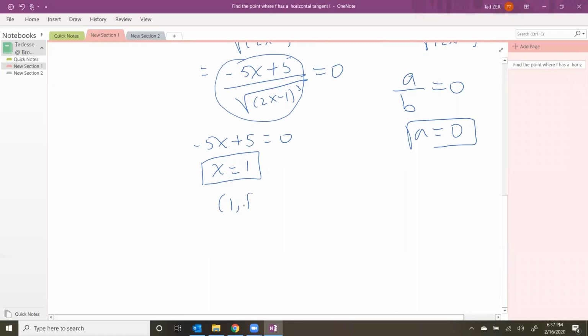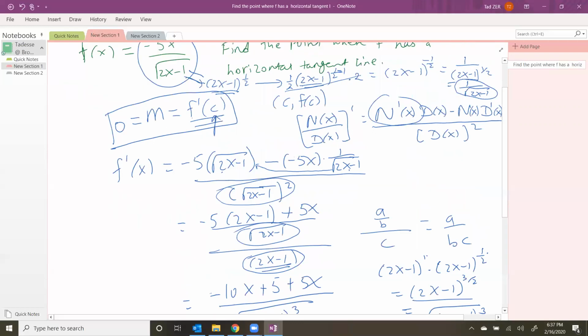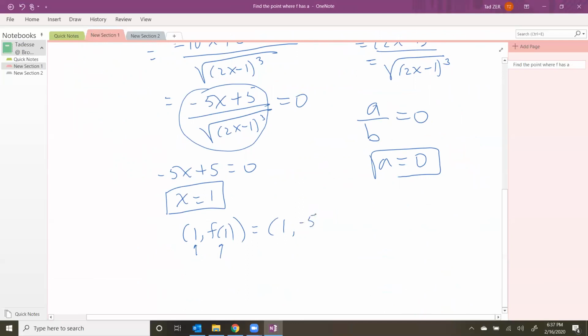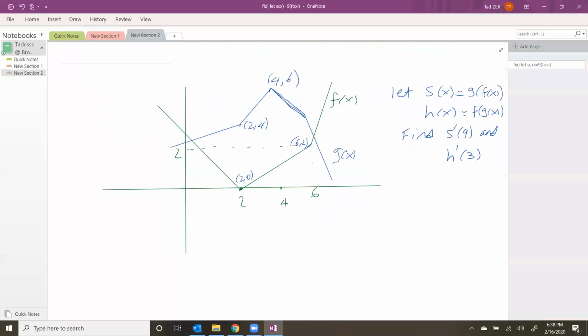So 1 comma f of 1. I want to find the point where the horizontal tangent line touches the graph of f. This is the x value, and the y value is f at 1. If you plug 1 into the original function, it's negative 5 times 1 divided by the square root of 2 times 1 minus 1. So this is 1 comma: 2 times 1 is 2, 2 minus 1 is 1, the square root of 1 is 1. So negative 5 times 1 is negative 5. So this is the point where this function will have a horizontal tangent line. Good. Let's go to the next example.